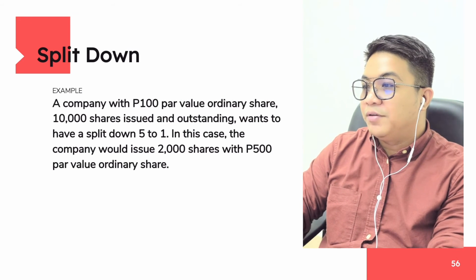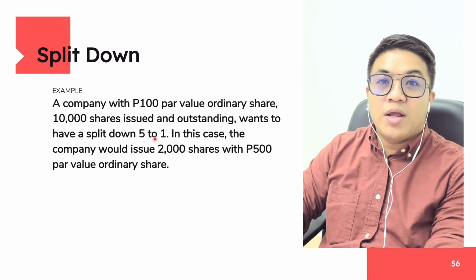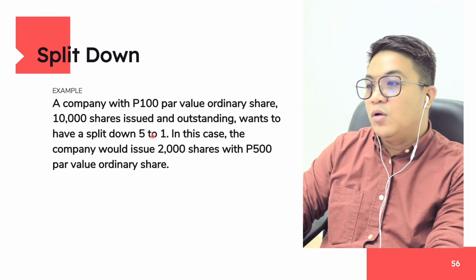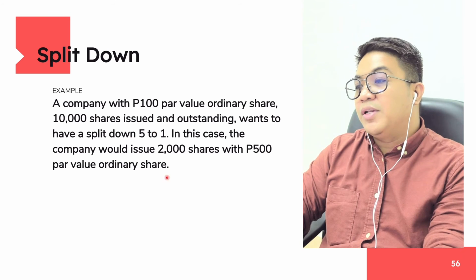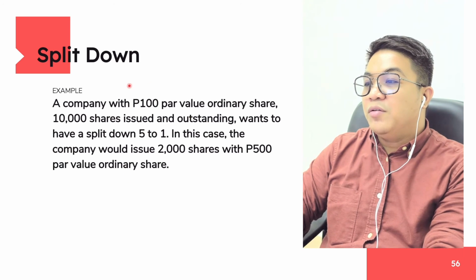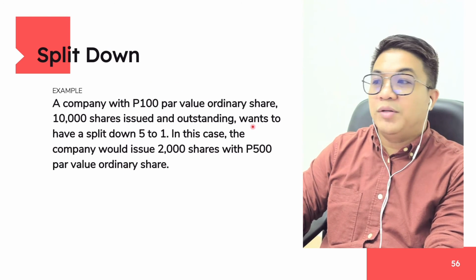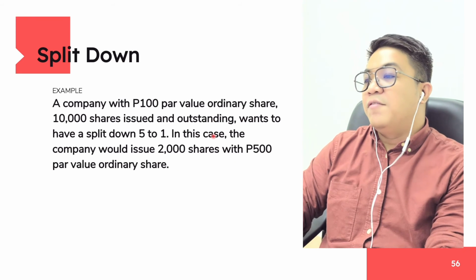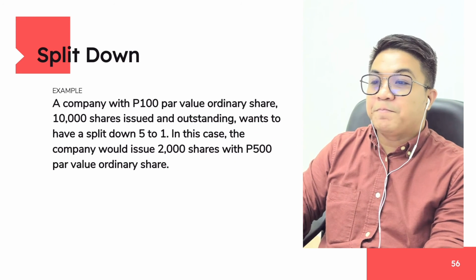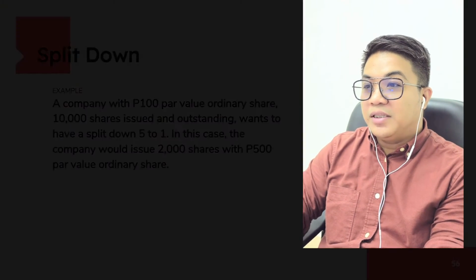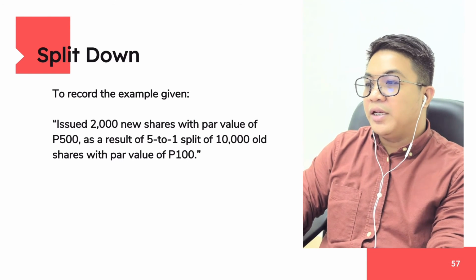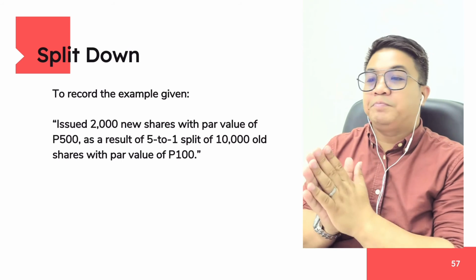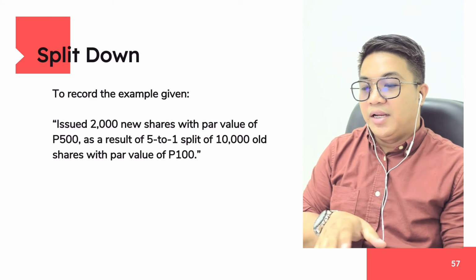So for example, split down 5 to 1. So from 10,000, i-divide mo lang sa 5. Then you will get the 2,000 shares. Pero yung par value niya na 100 peso will be multiplied by 5. So, magiging 500 pesos. So, yan lang din. We will just record it doon sa ating libro as a memorandum entry.